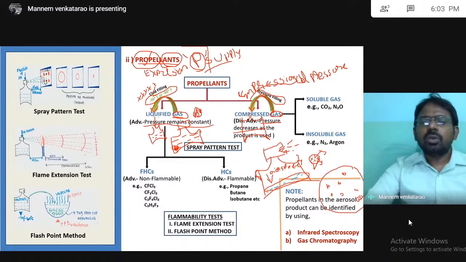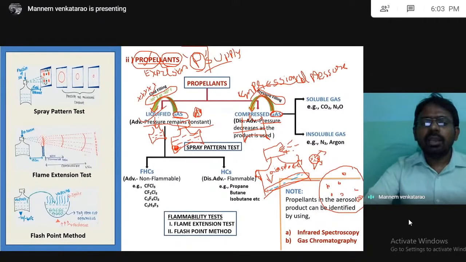So out of these two, which has more importance? Liquefied gases. Why? Because liquefied gas maintains constant pressure even if a single droplet of propellant is present inside the container, whereas compressed gases cannot maintain constant pressure.